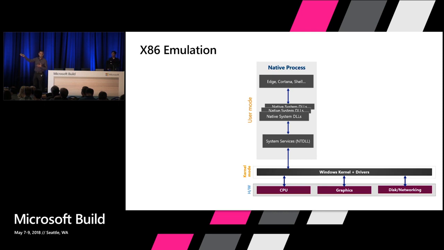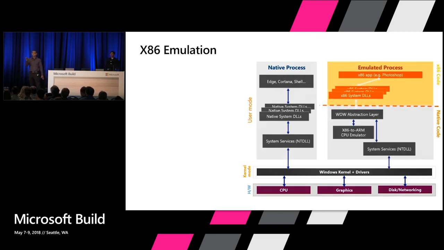And then you have a special system DLL we call NTDLL, which is how applications on Windows talk to the operating system. Underneath, in kernel mode, so that's all user mode. In kernel mode, you have the Windows kernel and the drivers. Those are also all native ARM64. And then those interface with the processor, the GPU, networking, et cetera, all the physical hardware peripherals.